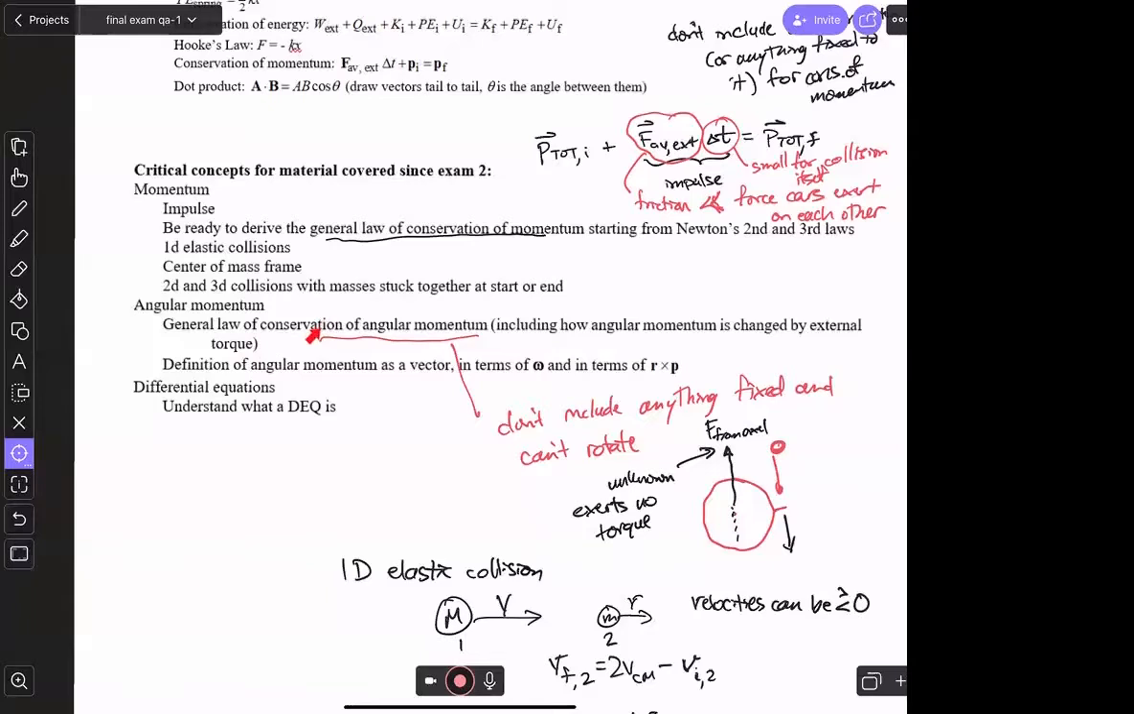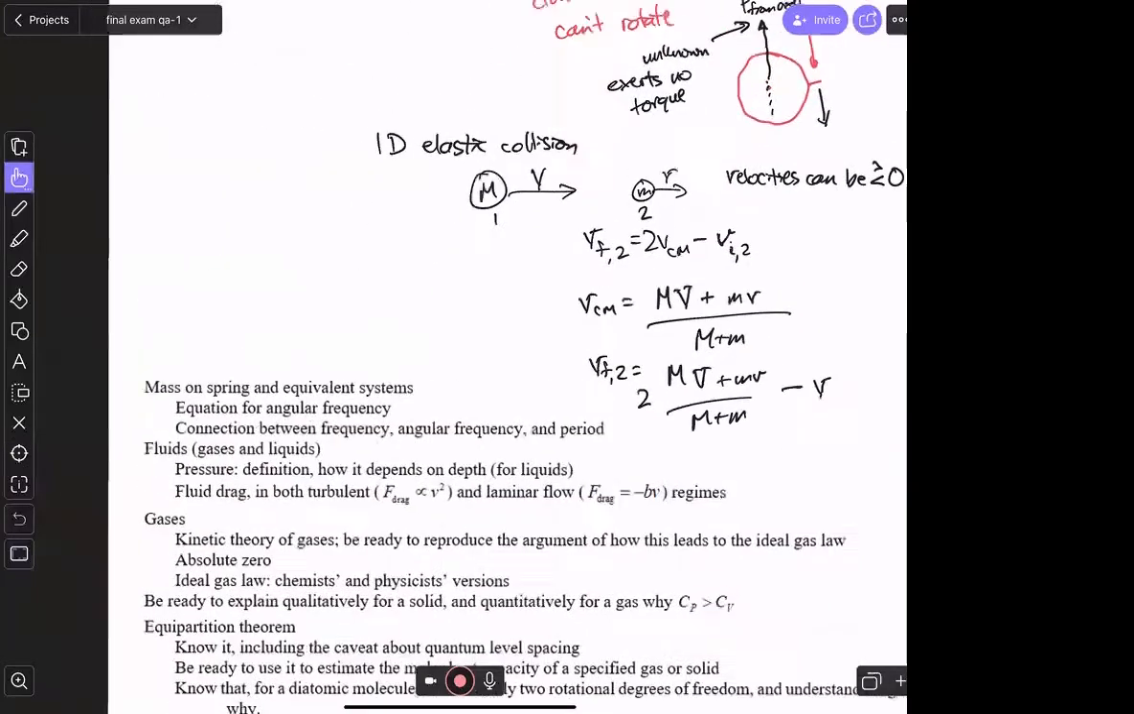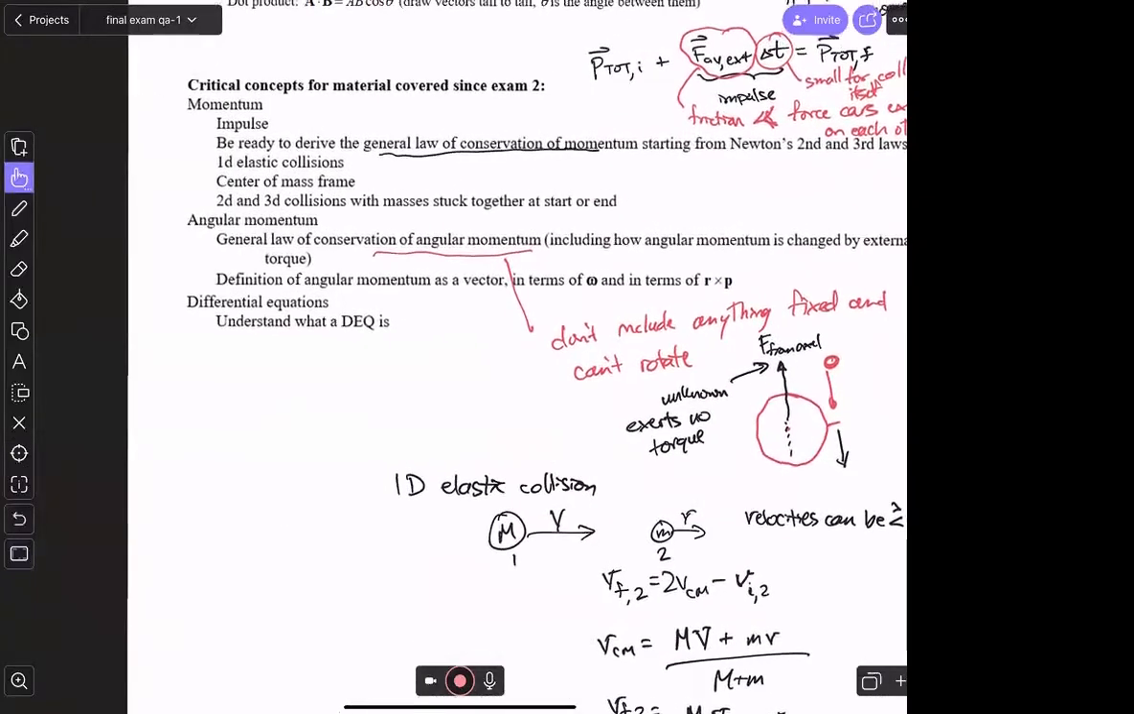Is the equipartition theorem and all the stuff on gases not going to be on the exam? Oh, it is. That's further down. I left a little space here to write stuff. So, did you have a question about those things you want to talk about now? Oh no, I thought that it was a very short list. Okay. Definition of angular momentum as a vector in terms of omega and in terms of r cross p.